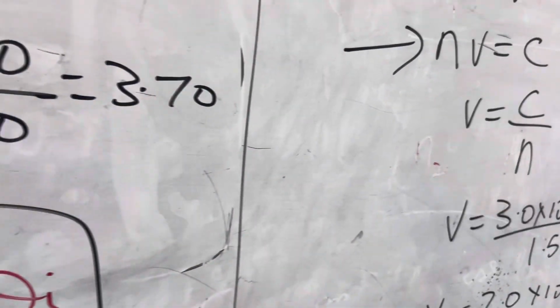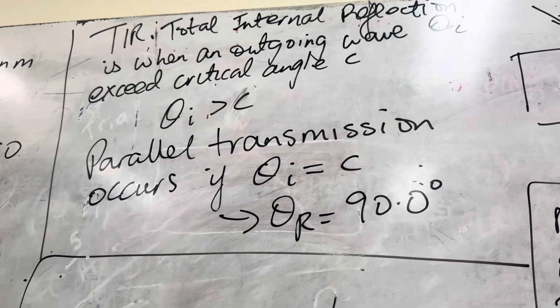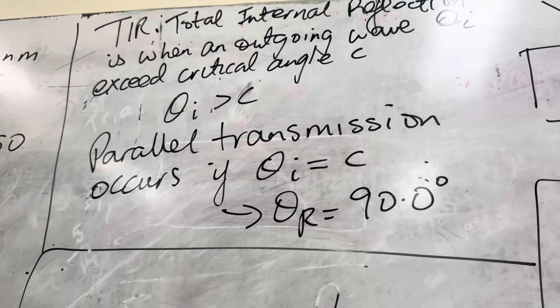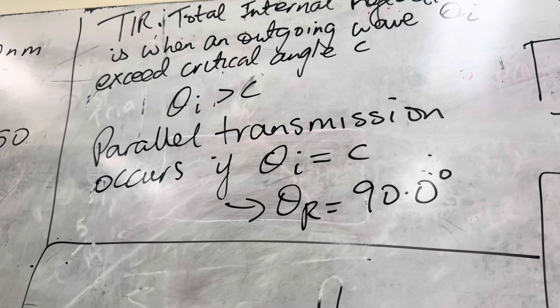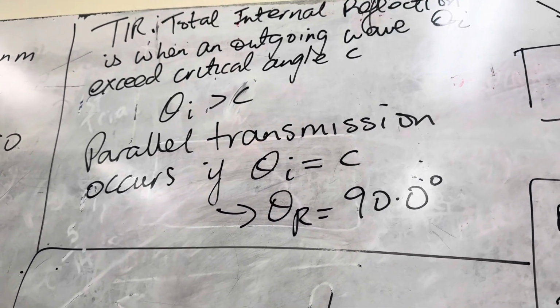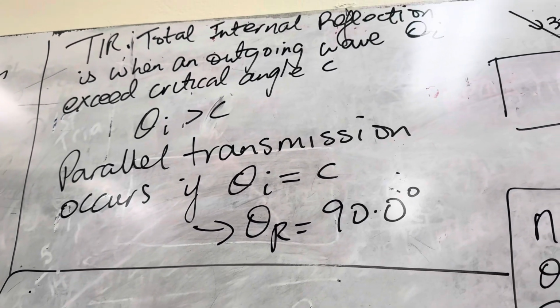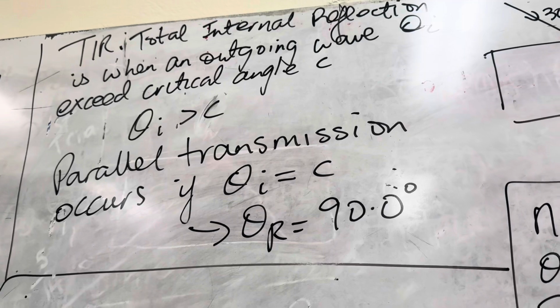Yes, sir. Nice. Total internal reflection is when an outgoing wave's incident angle exceeds the critical angle c. Parallel transmission occurs if the incident angle is equal to the critical angle. In that case, the refracted angle is equal to 90 degrees.